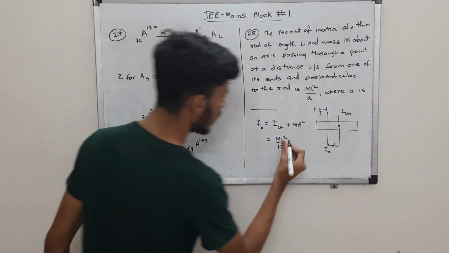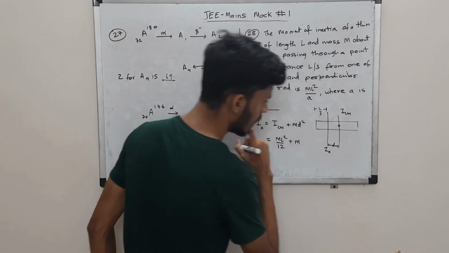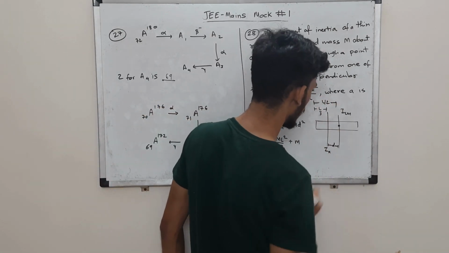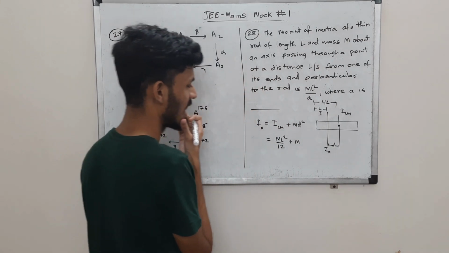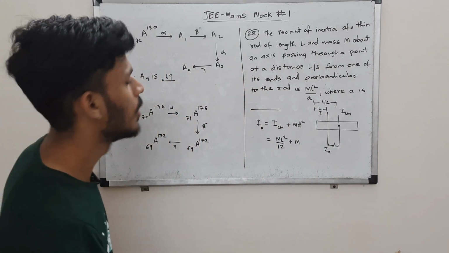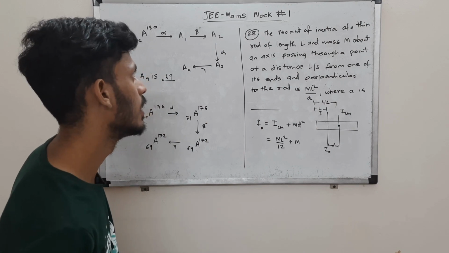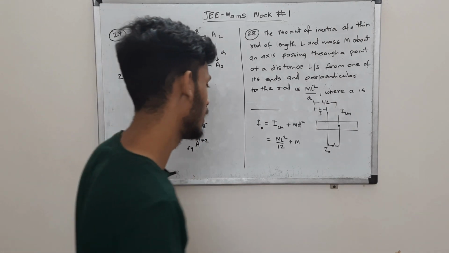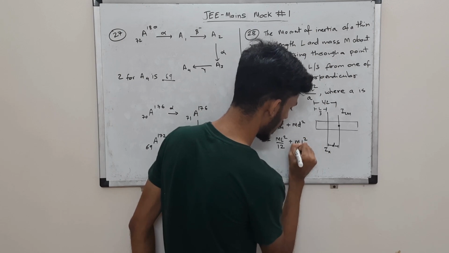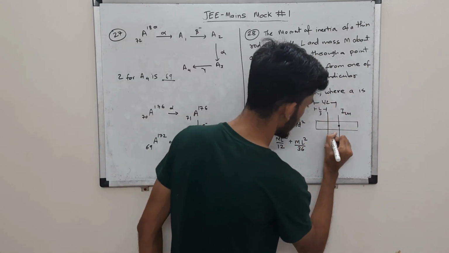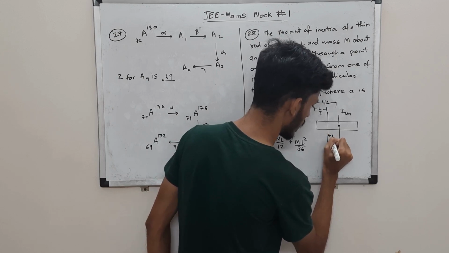Now here we have m, and what will be d? d will be basically L by 2 minus L by 3. So L by 2 minus L by 3, that is 3L minus 2L over 6. I think, yeah, L by 6. So squaring it, this distance is nothing but L by 6, giving ml square by 36.